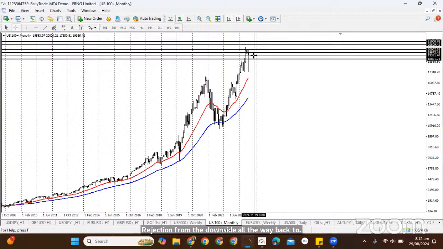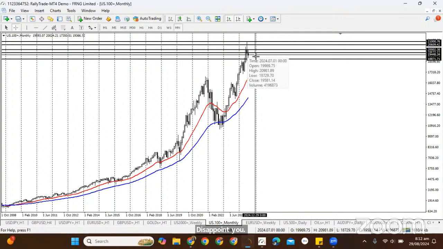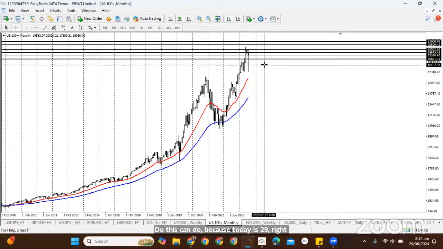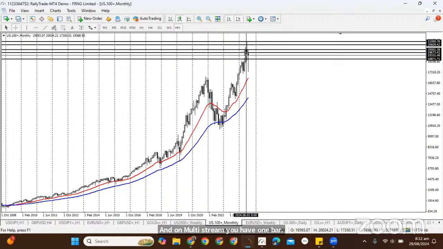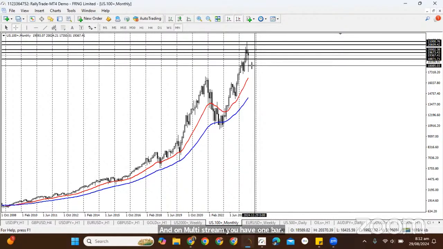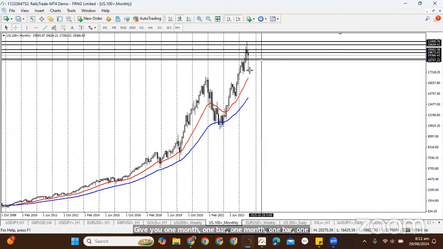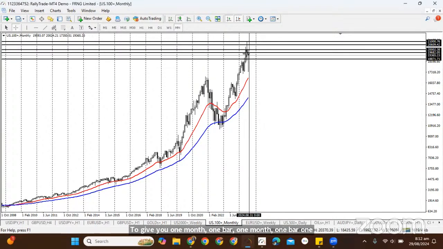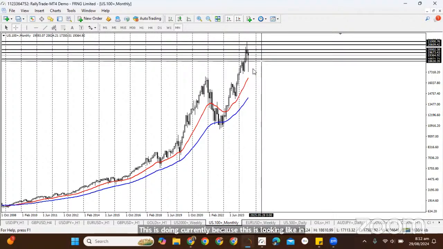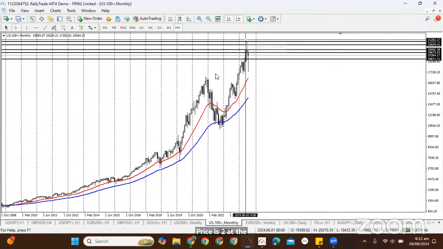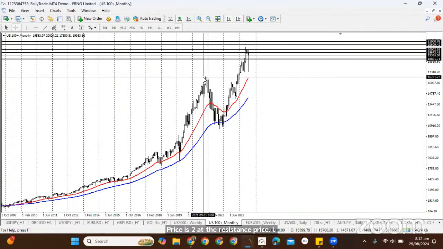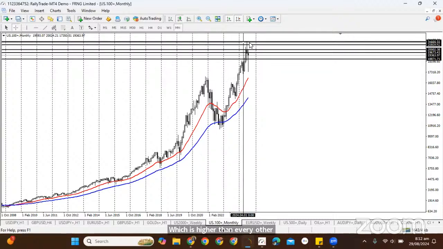Now, will this candle, because today is the 29th, right? On the monthly time frame, you have one bar to give you one month. One bar, one month, one bar, one month, right? That's how it is with the candlestick formation. With what price is doing currently, this is looking like a hanging man, because price is still at the resistance. Price creates a higher high, which is higher than every other high that price has ever created, which is a new resistance.